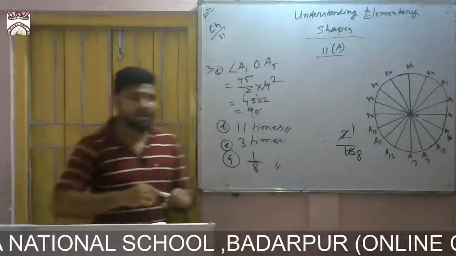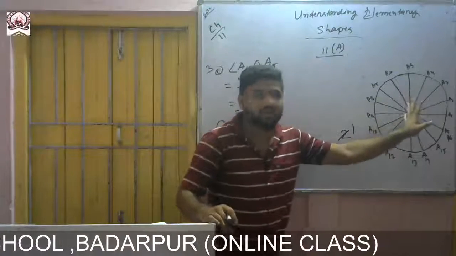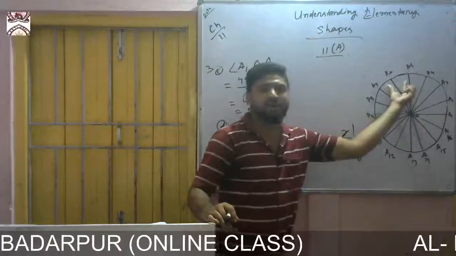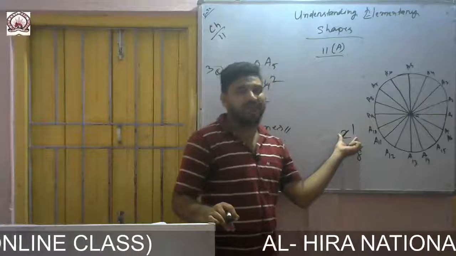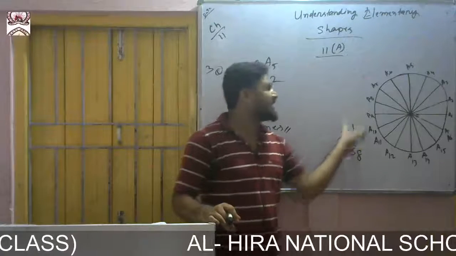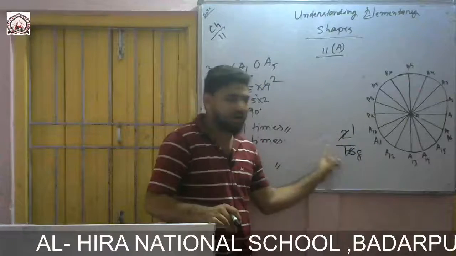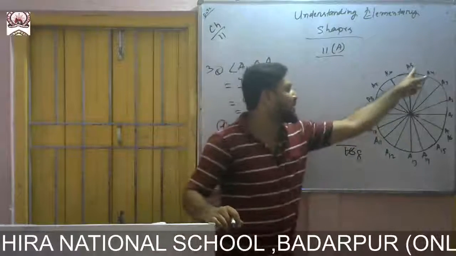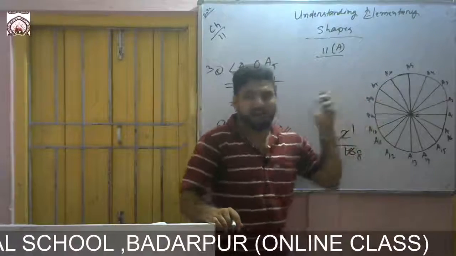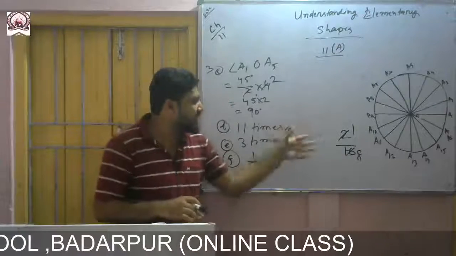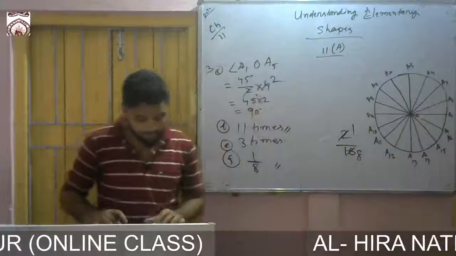What fraction? Because there are 16 parts. So out of 16, from A1 to A7, how many parts? 2 parts. So out of 16, there are 2 parts, from A5 O to A7. So 2 by 16. Now if I cancel, then 1 by 8. That means from A1, A5 O and A5 O, A7, it is 1 by 8 fraction of the whole revolution.